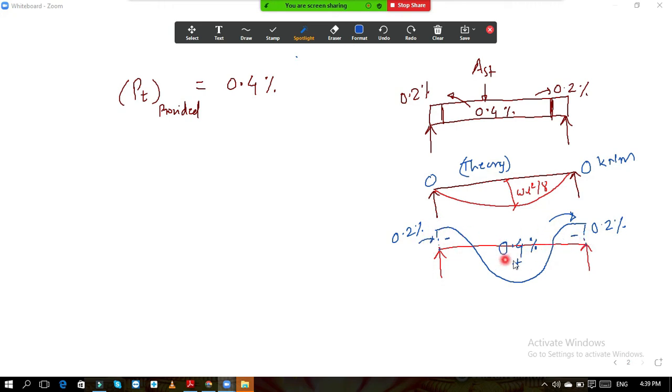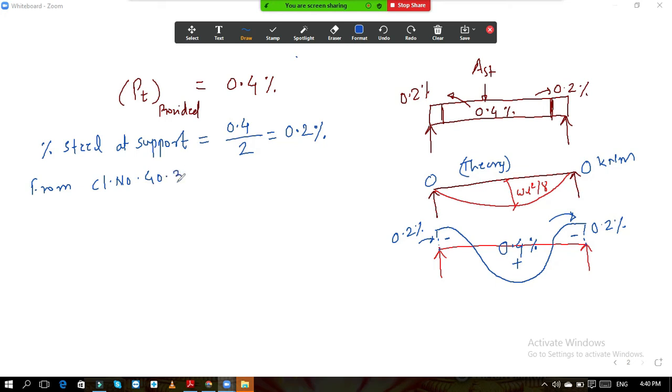So if at the center you have provided 0.4% of steel, then at the support it is 0.2%. Okay. So now I will write here. So percentage of steel at support is equal to 0.4 by 2, it is 0.2%. Okay. Now from clause number 40.3, page number 73, we will calculate the value of tau c.